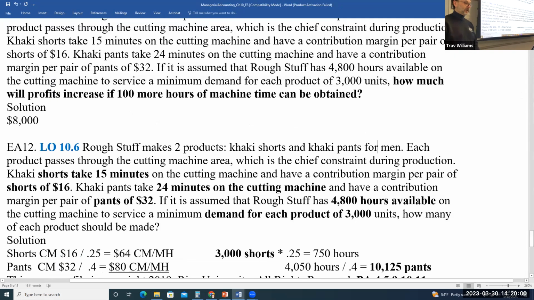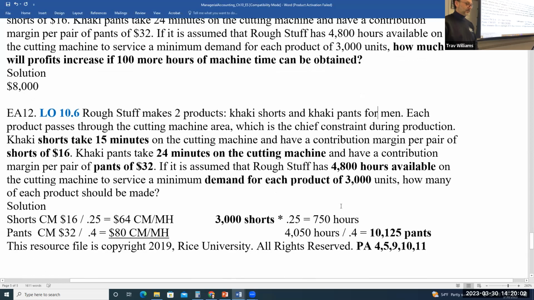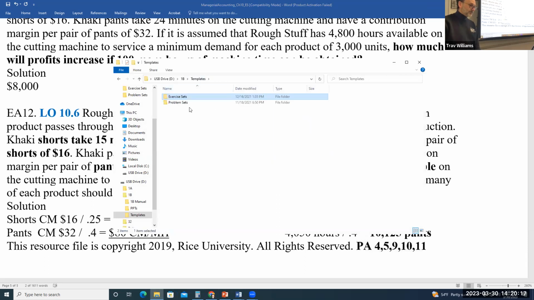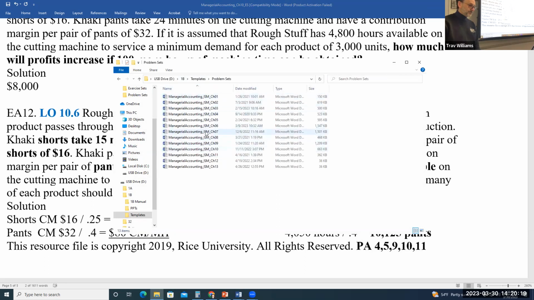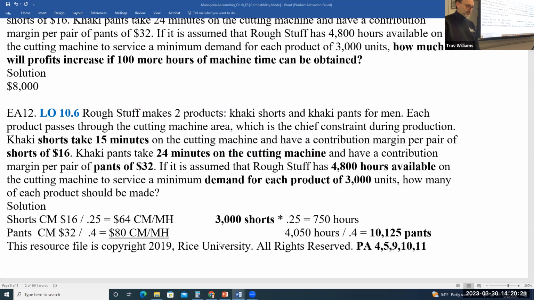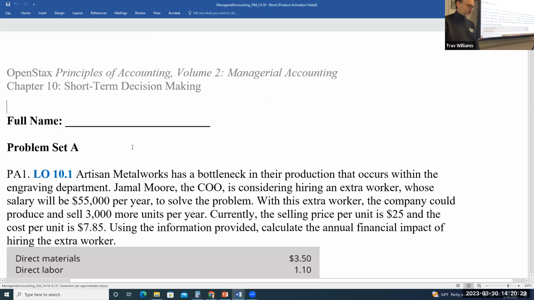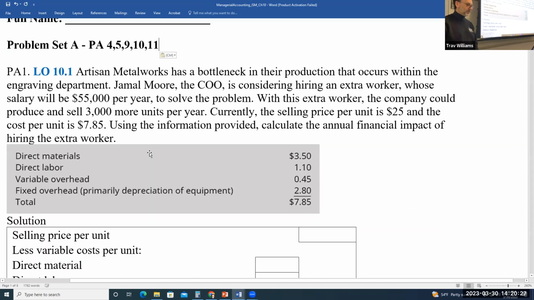All right, so we're done with the exercise set. Any questions? Okay, well, we have 5 problems to go through. Chapter 10. Okay, starting with problem number 4.